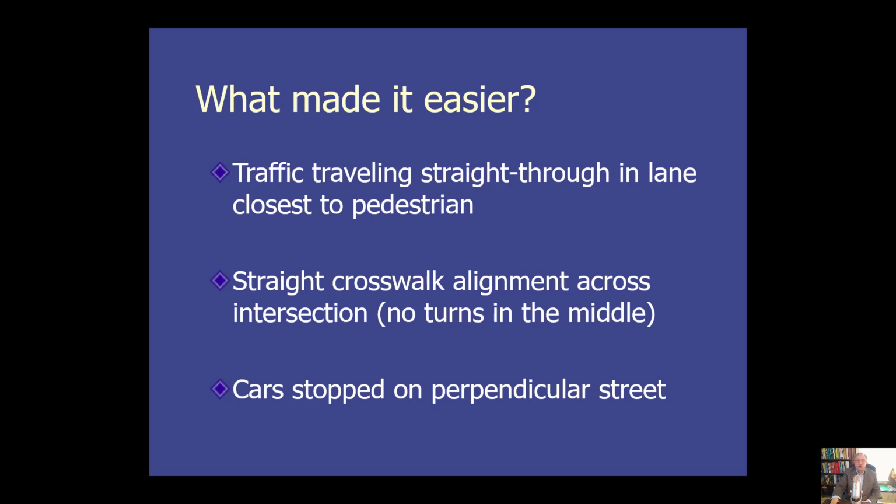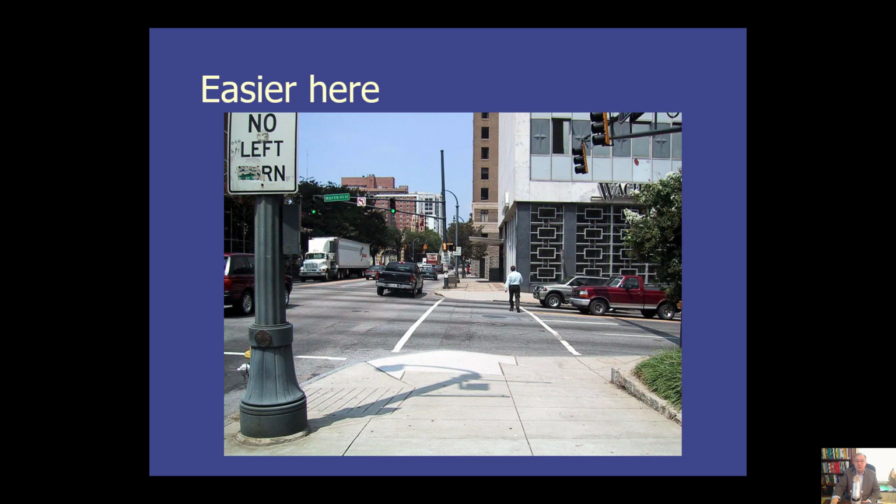So what made it easier? The traffic traveling straight through in the lane closest to the pedestrian, the straight crosswalk alignment, no turns in the middle of that crosswalk, and the cars stopped on the perpendicular street. Let's look at that again.